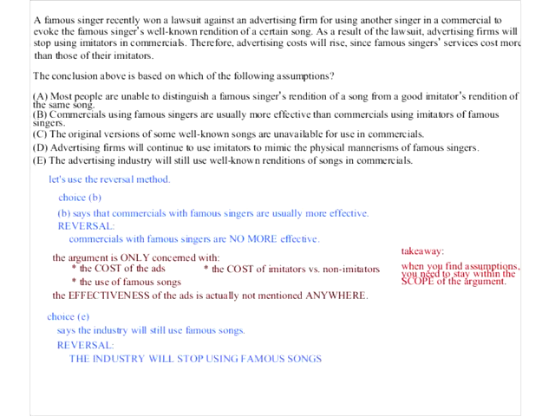Well, if this is true, then the argument dies a horrible death. Because if this is true, then we don't need the famous singers. If this is true, then we have no use for the famous singers. Therefore, we don't have to hire them. Therefore, costs will not rise. Argument is dead. So this is the correct answer.